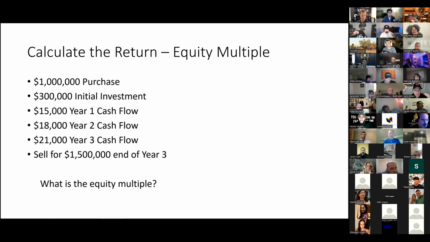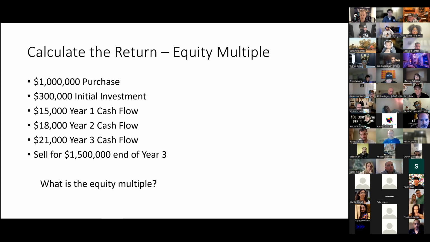So on a sale, Victor, if you have an 80% equity split with your partners on that one, your partners would have had a 1.2x return. When you sell this property after year 3, your partners had a 1.2x on their investment, correct? I mean, selling at 1.5, 80% of 1.5 is 1.2.